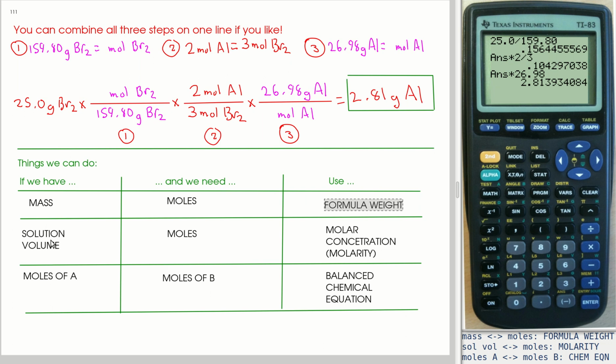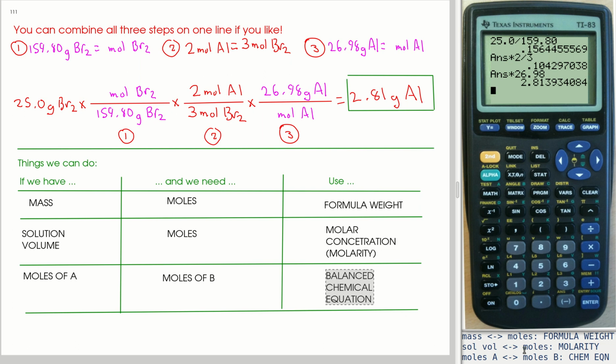We've also learned that if we have solution volume, say for hydrochloric acid solution or nitric acid or what have you, and we need moles from that, then we want to use the molarity, the molar concentration. And we can go either direction with that one too. The new thing we've learned this morning is if we have moles of one substance and we have moles of another substance, we can relate the two as long as we have a balanced chemical equation.